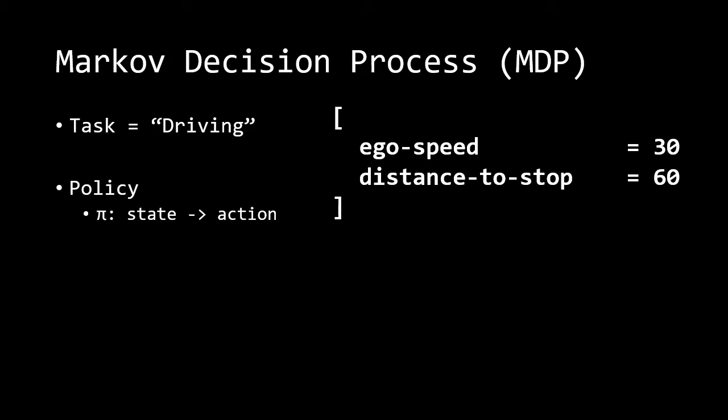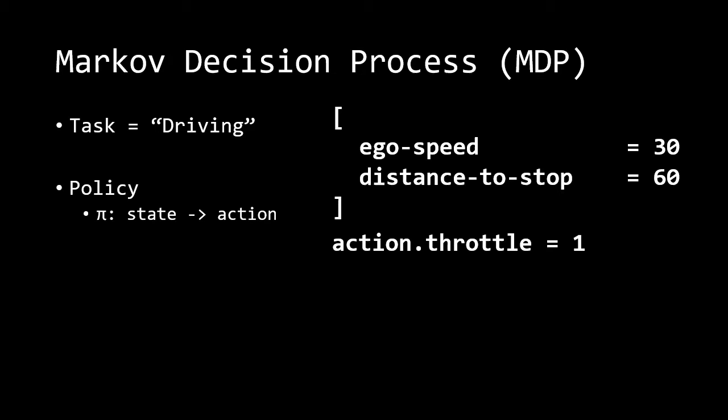Let's take an example. Let's assume the state is composed of two elements. The first one tells you how fast you are driving, the ego speed, 30 km/h. And the second one is the distance from your car to the next crossing or, let's say, stop sign, 60 meters. Then based on that, pi is applied and pi answers with an action. Let's assume this gives you the maximum throttle you can apply, 1.